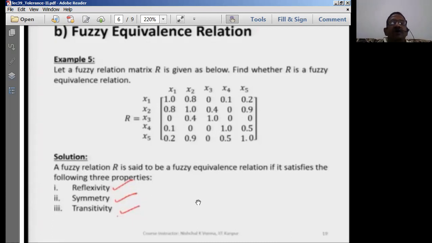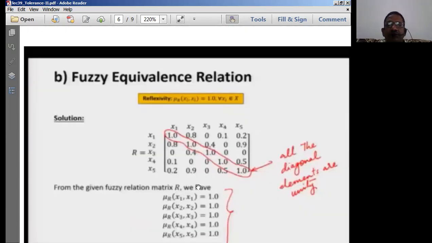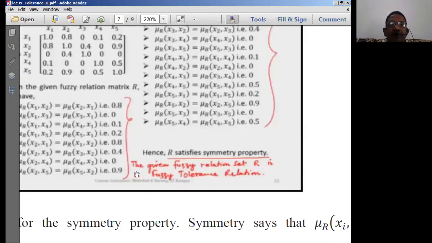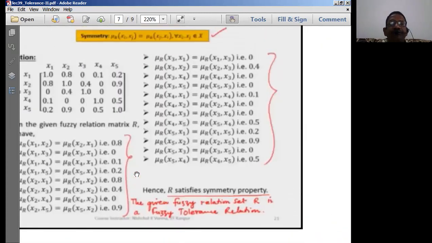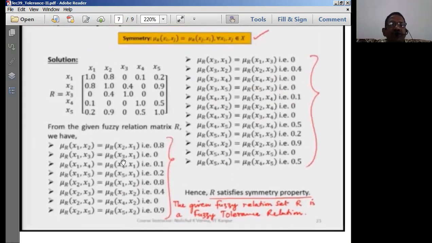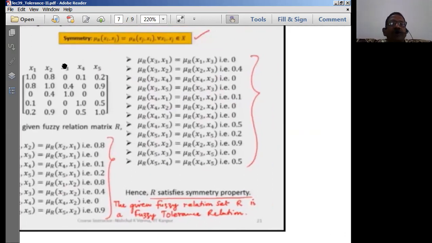And hence this particular R can be called a fuzzy tolerance relation. So the diagonal entries are all 1, therefore it is satisfying reflexivity. Then next we go with the other relation. Now it is satisfying with all these various changes. Now we are interchanging rows and columns here. X1, X2 means row 1 column 2 and row 2 column 1. It is going to be the same. So when you apply it for all the elements, we get the same relationship.